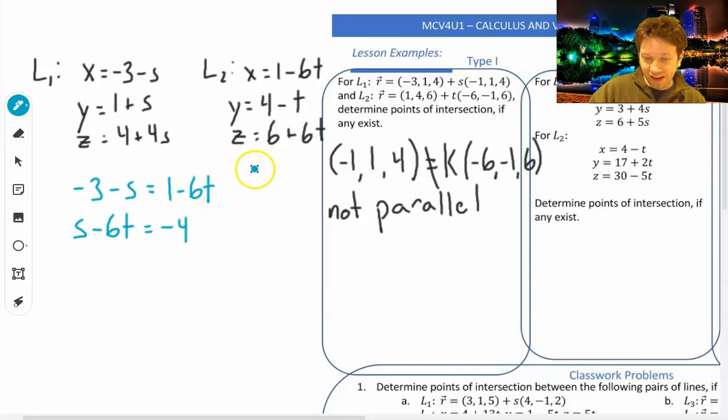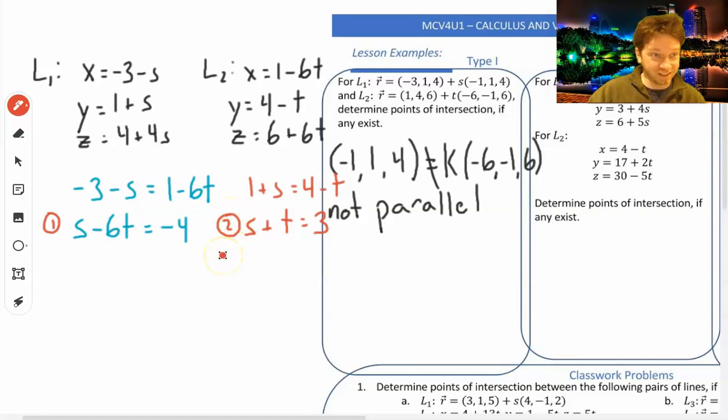And we can do the same thing with our y's. So we'll have 1 plus s equals 4 minus t. Okay, and then just clean it up a bit. So we'll have s plus t equals 3. So here you have 2 equations with 2 unknowns. I'll call this one equation 1 and that one equation 2. So I have to solve this system of equations.